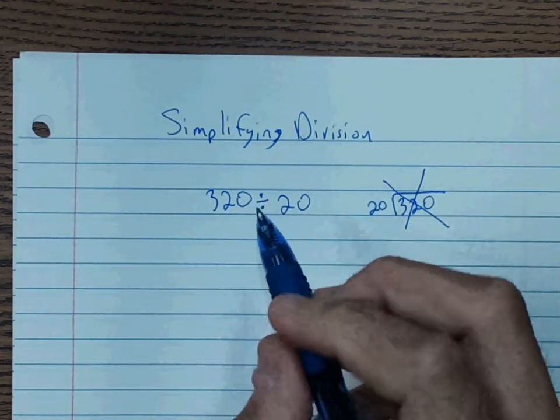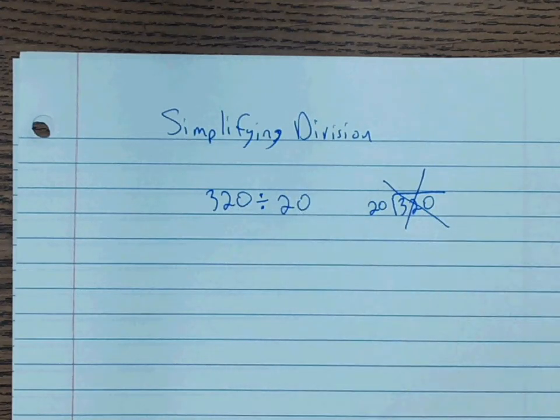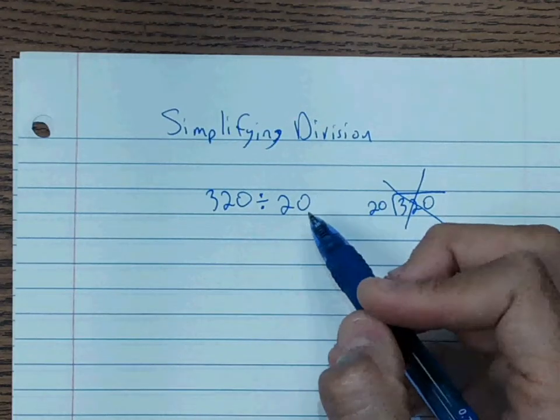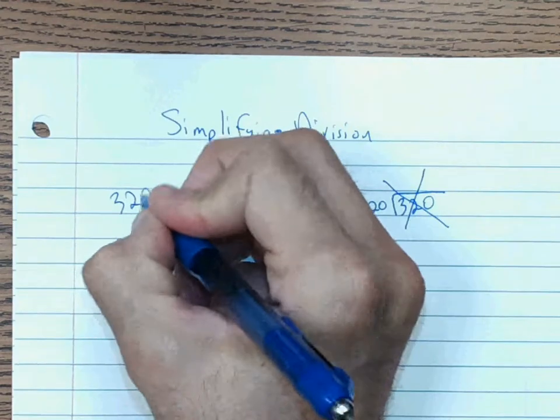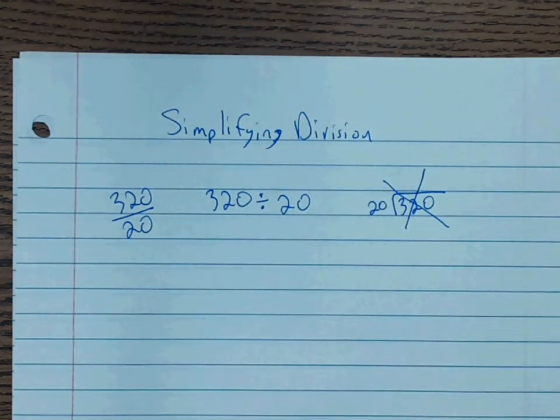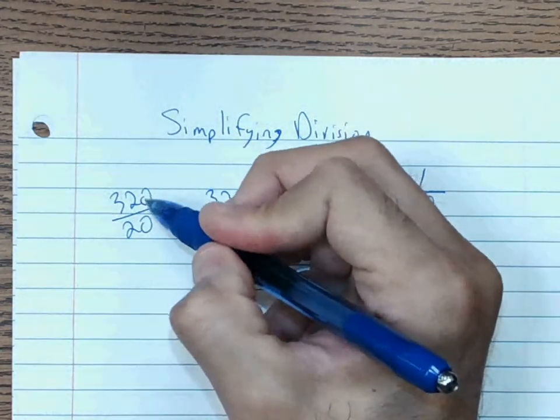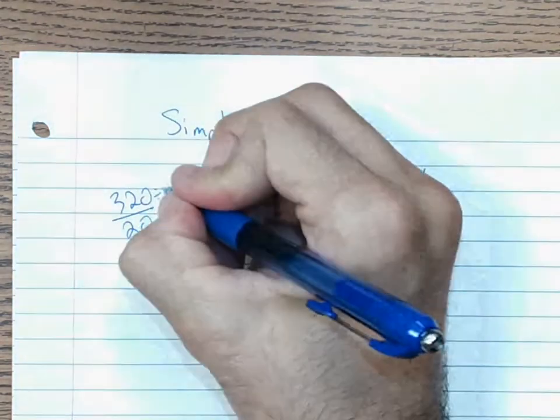So let's look. I first look at my two numbers. I know that 320 is being divided by 20. I first like to think, okay, do they have a common factor? Is there a number that goes into both of these? If I put them in fraction form, would we be able to reduce this? And yes, we can, because since they both end in 0, they both could be divided by 10. So we could look at it as if we're dividing each number by 10.